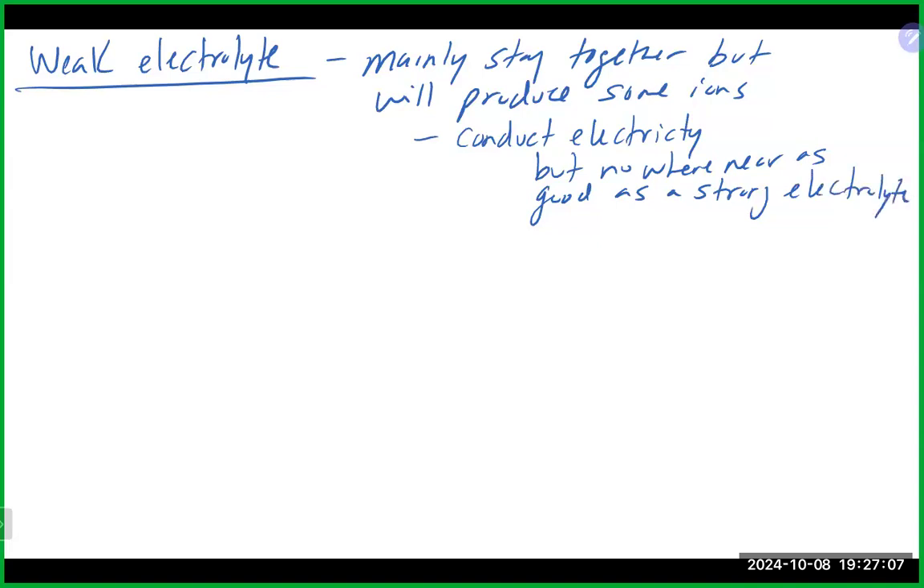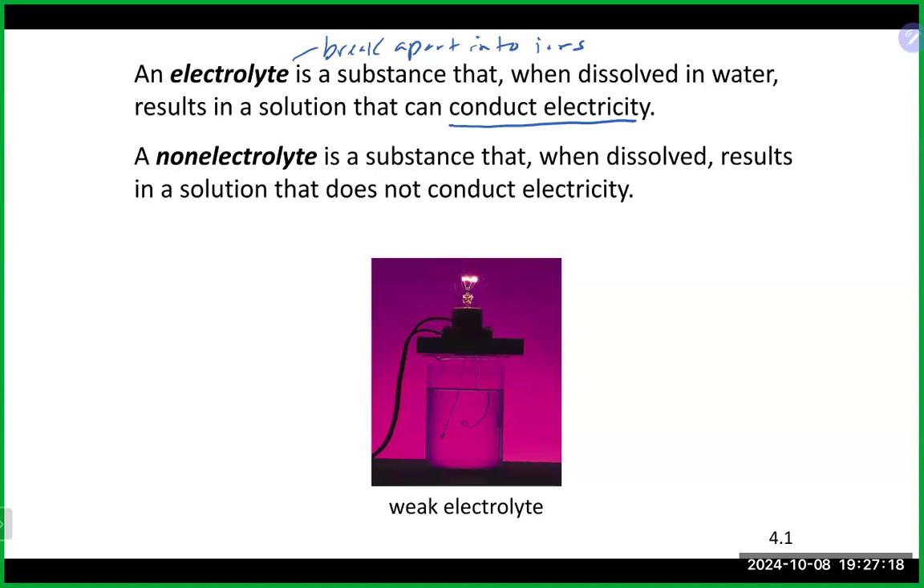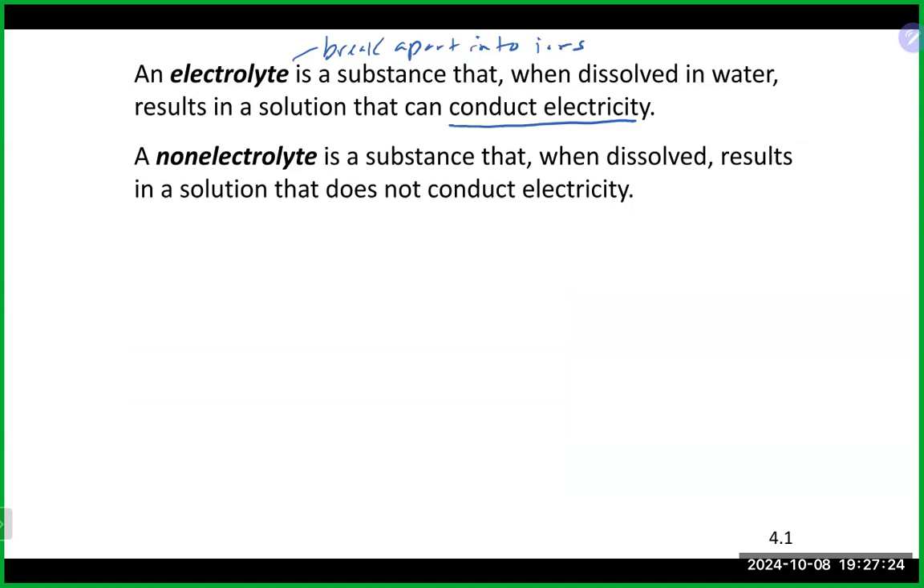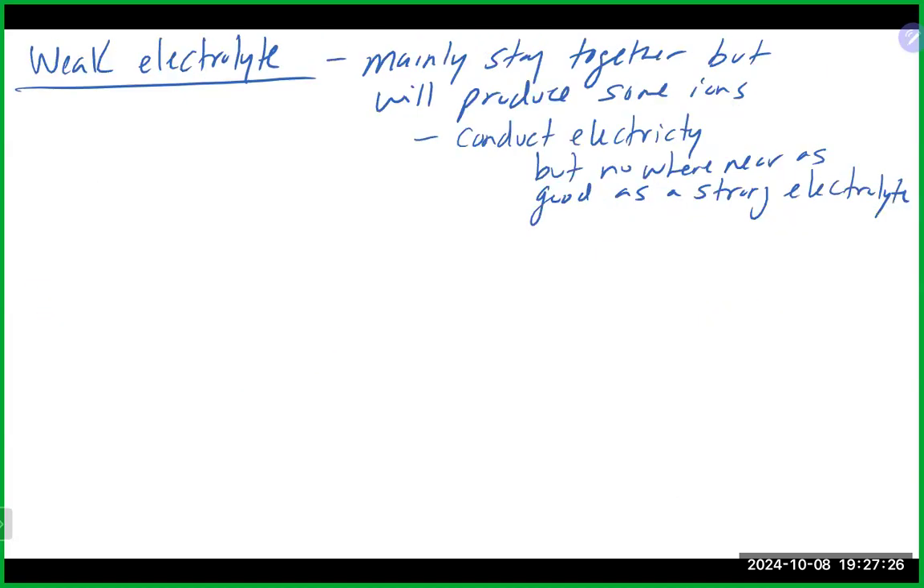So again, if you go to the light bulb example and you stick it into a weak electrolyte, the light bulb will turn on, but it'll be very dull. So we're just going to show you that picture there. It would be this one. You can see the light bulb turns on, but kind of looks like it's dying. But it's still able to conduct electricity because in that solution, you still have some ions floating around.